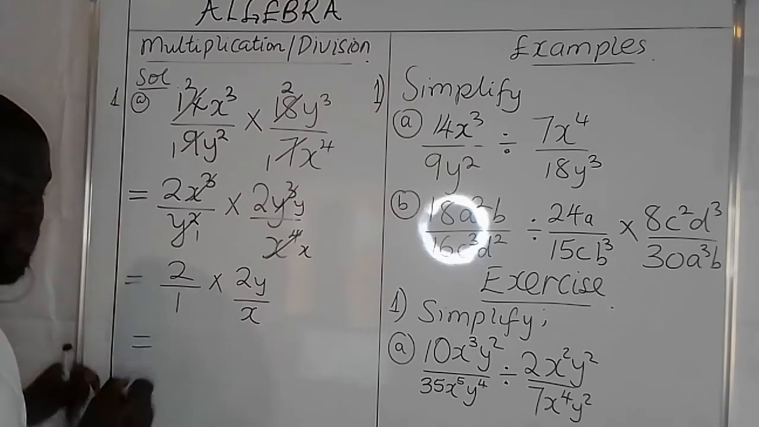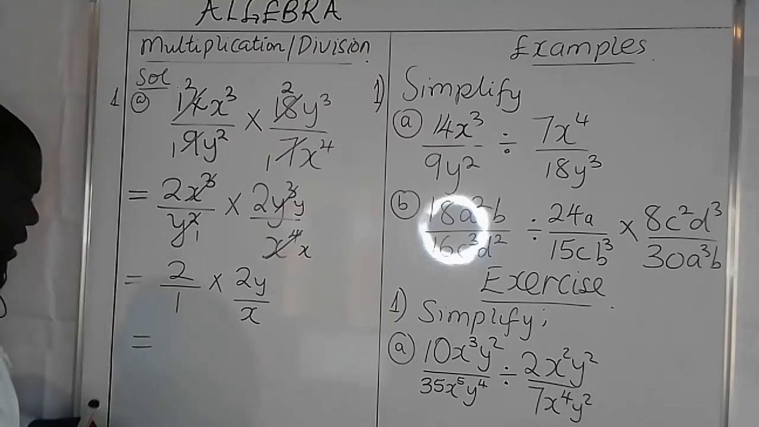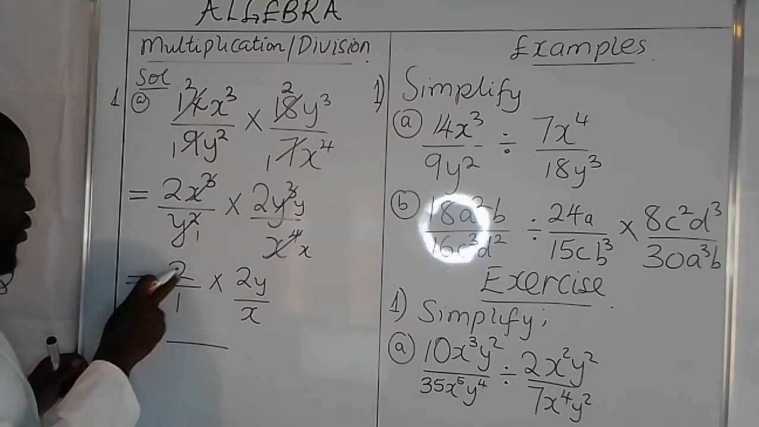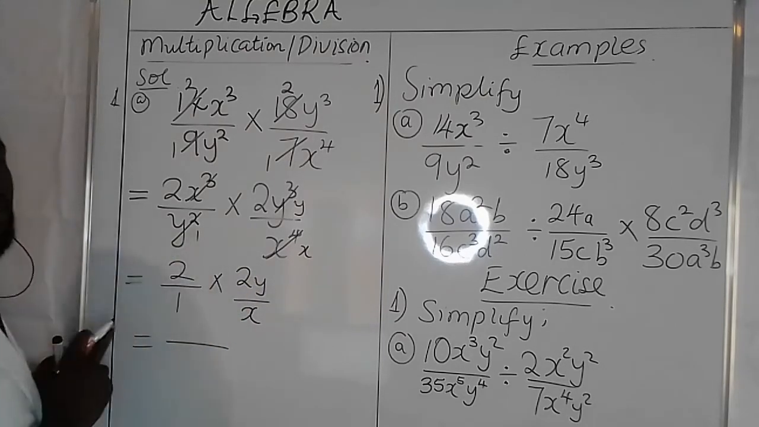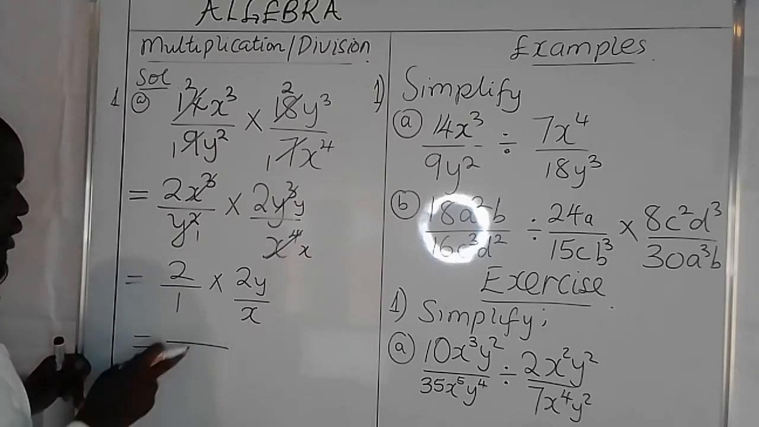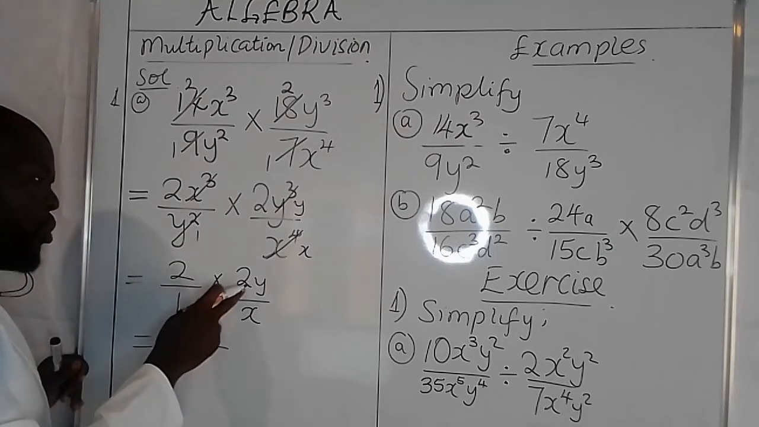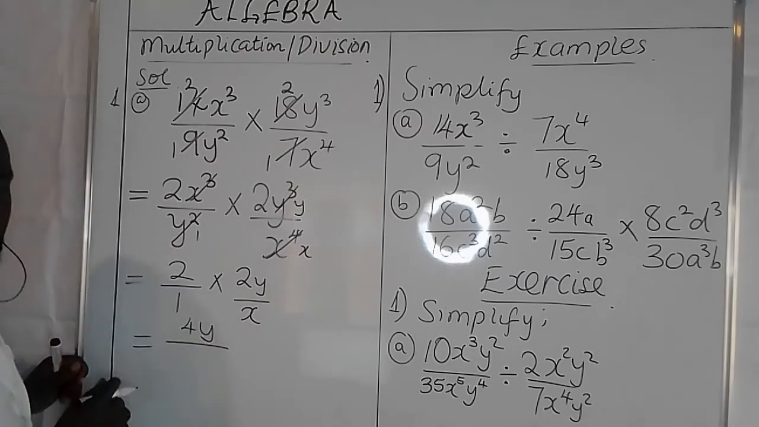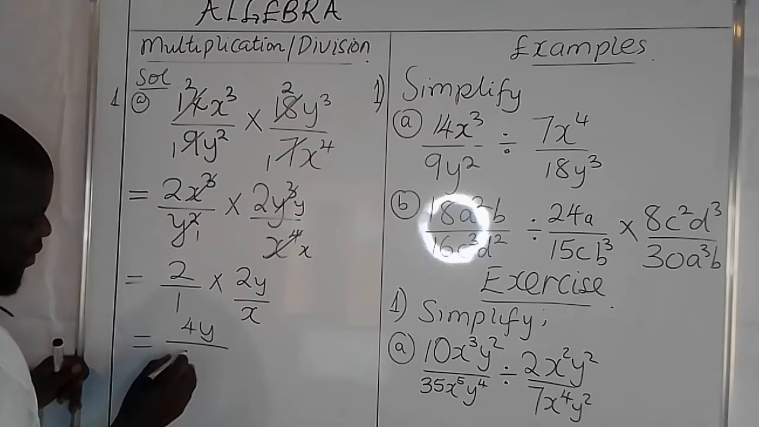Oh yes. So once we are multiplying, for us to get the numerator, we multiply the numerators. For us to get the denominator, we multiply the denominators. So let's get the numerator. We shall say 2 multiplied by 2y. So we shall have 4y. And also we shall say 1 multiplied by x. We shall have x.